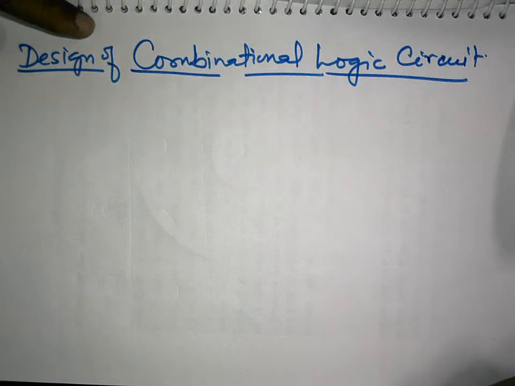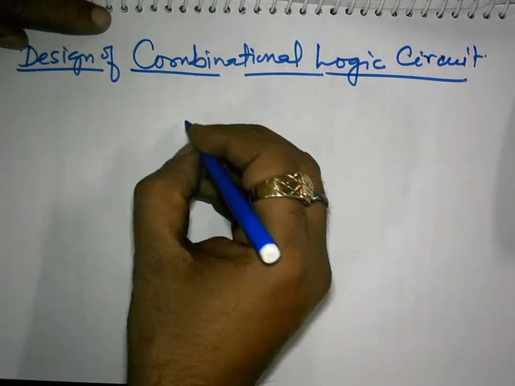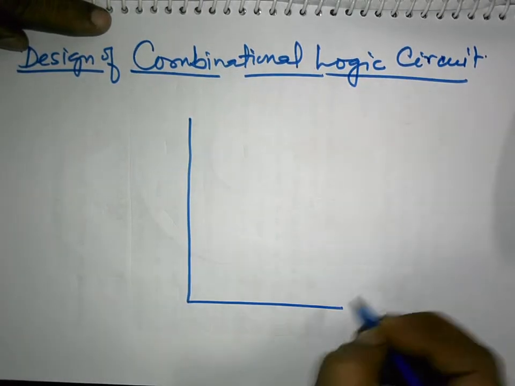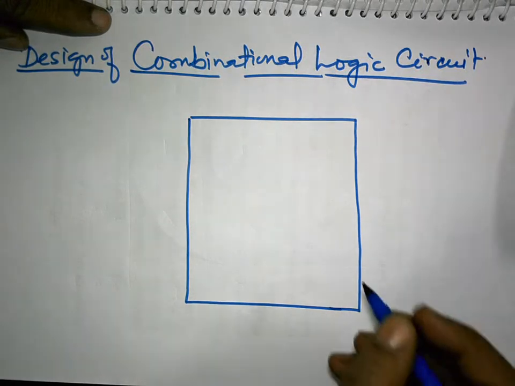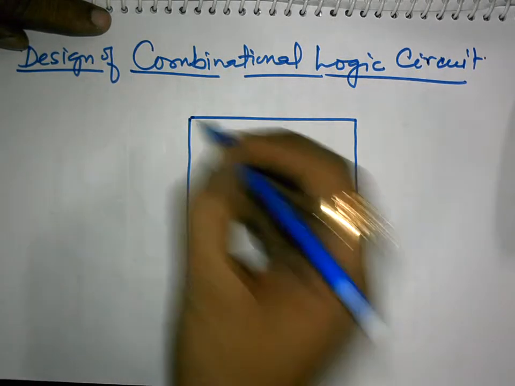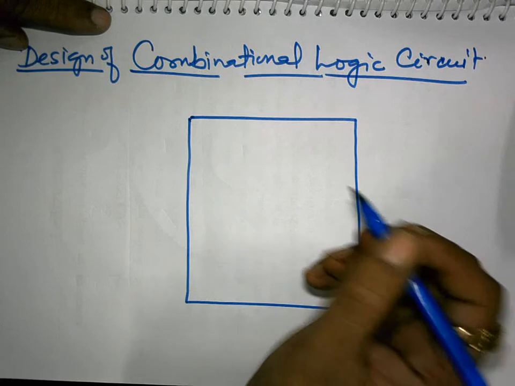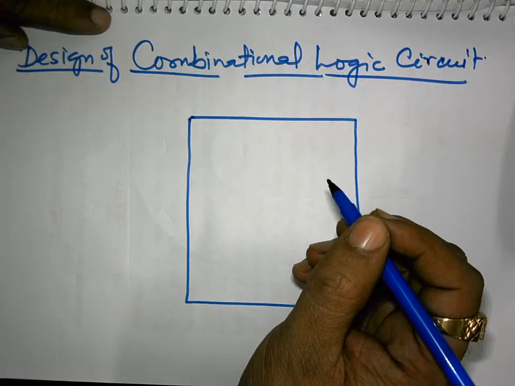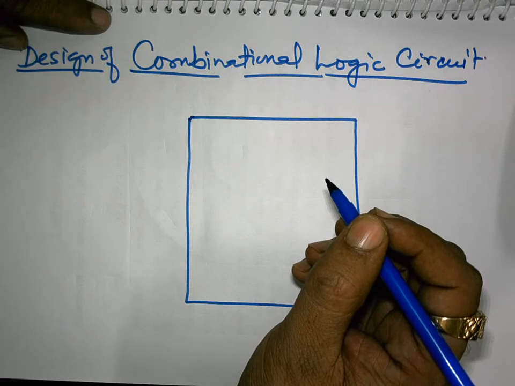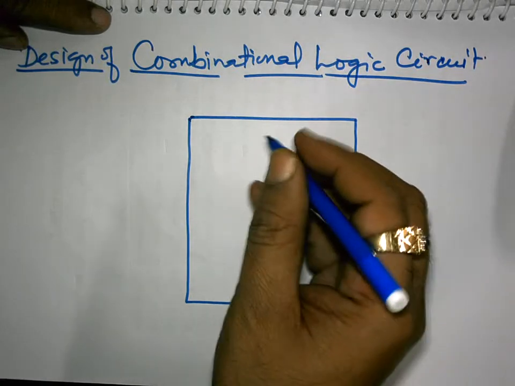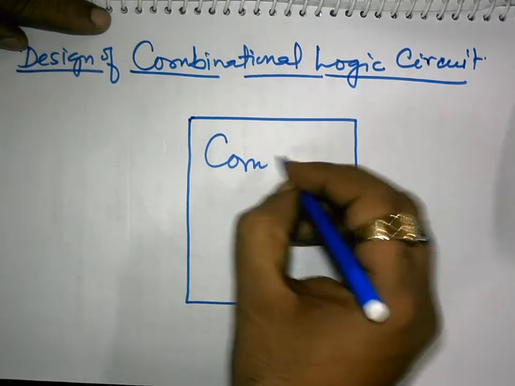So let us proceed with the definition of combinational logic circuit first. How can we define any combinational logic circuit? It very often becomes a question in many examinations: write down the difference between combinational logic circuit and sequential logic circuit. Or very often it is asked in your viva that you clearly explain the difference between combinational and sequential circuit. So you have to understand it very clearly.